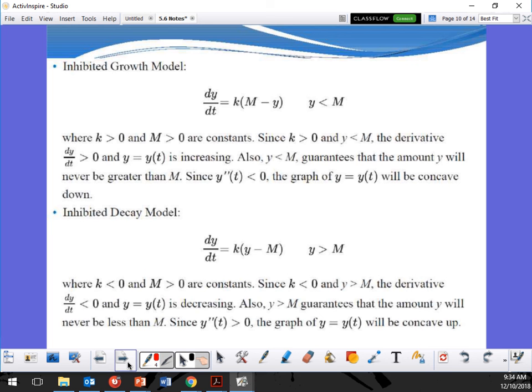And decay, same information, but this time y is going to be greater than m. If it's a decay, what's it going to end up having? It's going to end up eventually going to 0, right? Somewhere close to 0.